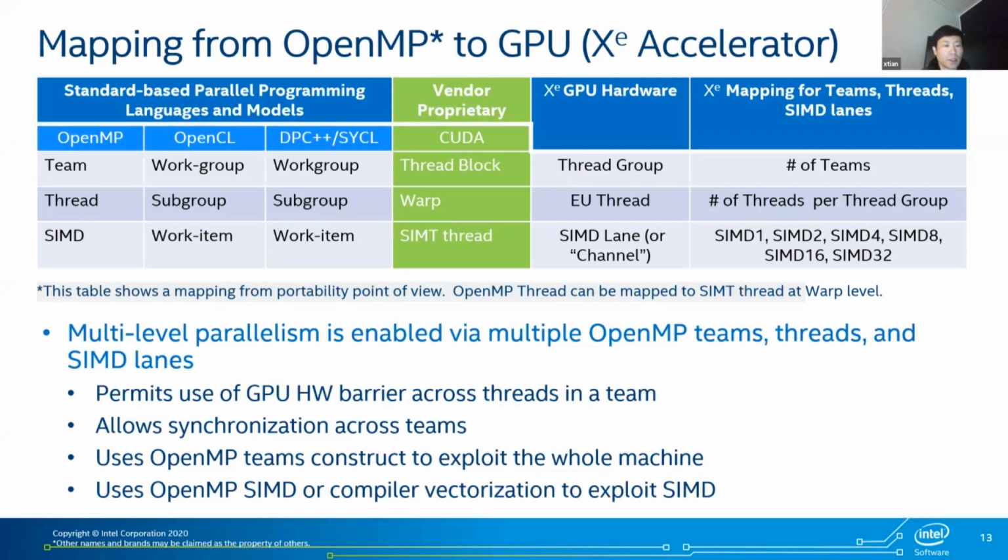Okay. So for this model, if you look at the Xe GPU hardware we are going to offer, OpenMP teams is going to map to the thread group, the thread is going to map to the EU thread, the hardware thread, then SIMD maps to the SIMD lane. That's the mapping you can have. Of course, as I mentioned, we do support all those constructs, SIMD at a different level, and global synchronization across the teams as an Intel extension.